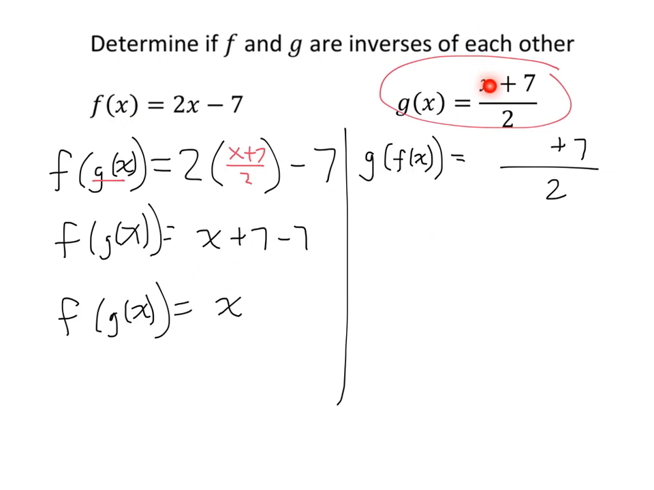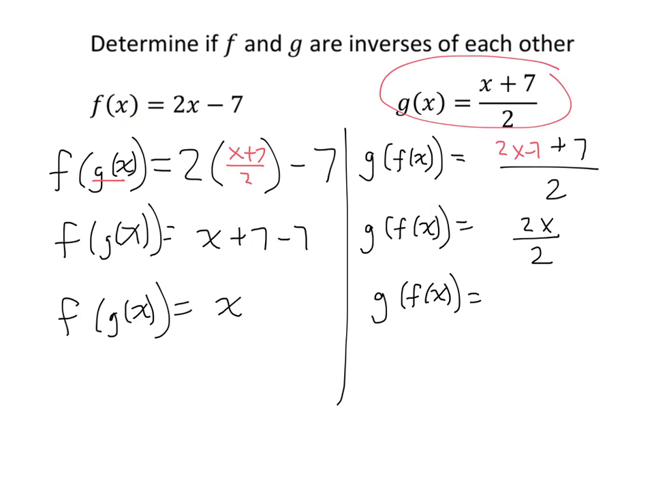But what am I going to plug in for this x? Right? Well, that was my input here, f of x, which is this. Okay, so I'm going to plug in 2x minus 7, and let's see what happens. Right? Well, if I simplify the top, 2x minus 7 plus 7, that just gets me 2x. And then now I need to divide that by 2. And we have successfully shown 2x divided by 2, that's x.